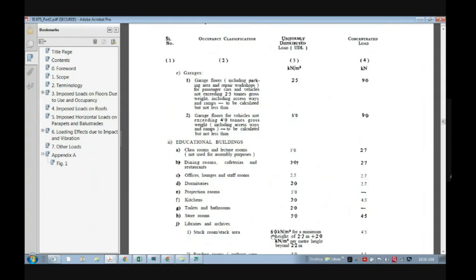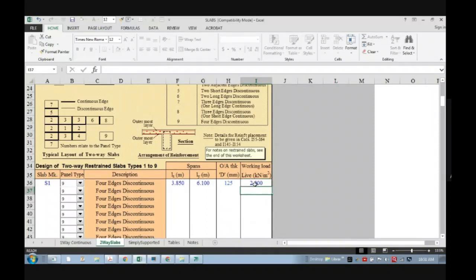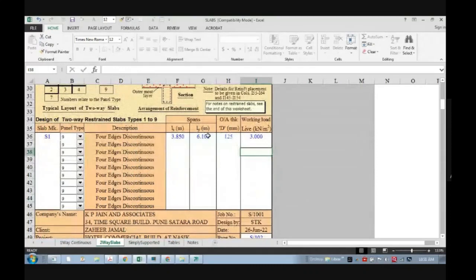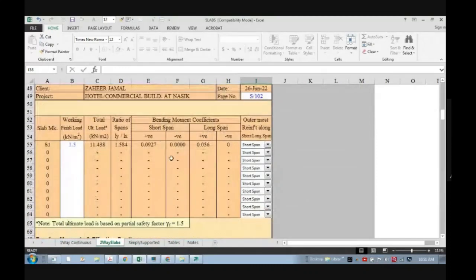Library is having more load, 6 kilonewton per square meter. Now our case is let's say classroom case. So I will put the live load as 3. This is my span, and then finished load generally we take 1.5, tiling and all, screed and everything.